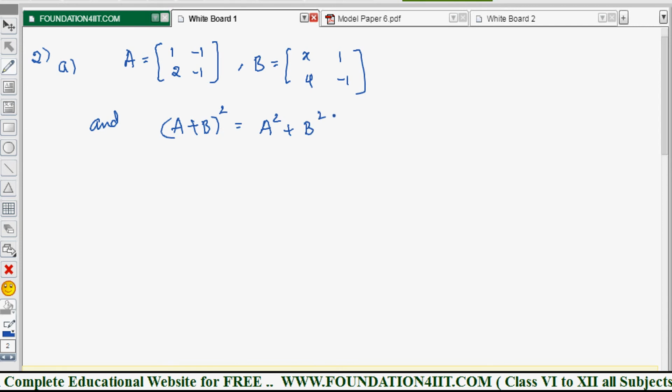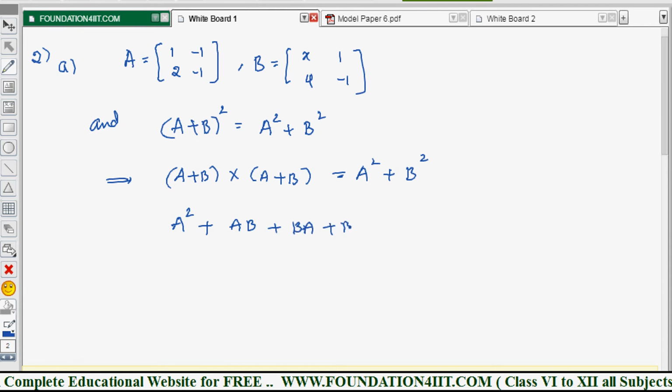So instead of applying A and B directly in this place, let us simplify this first. (A + B)² means the matrix A + B should multiply again with A + B, that equals A² + B², the right side, as given. Now we can simplify this: A into A is A², A into B is AB, plus BA, plus B into B is B². That equals A² + B².